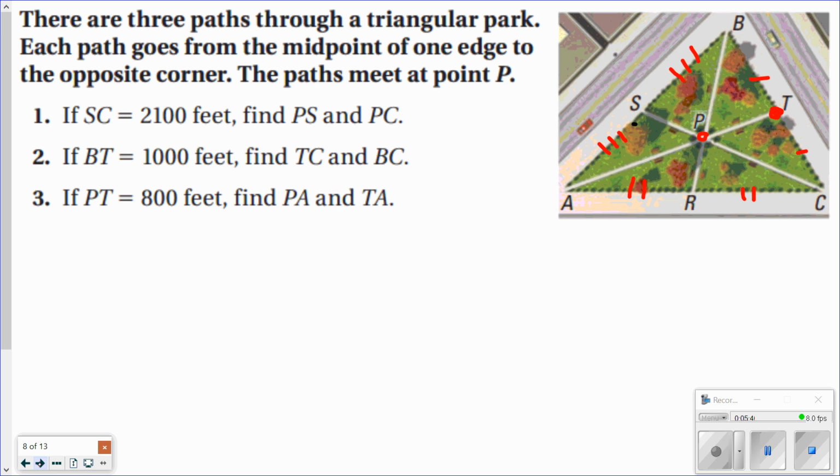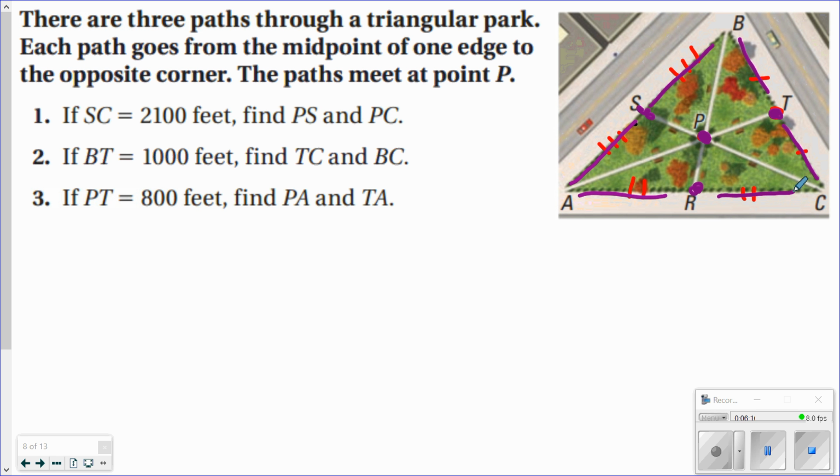There are 3 paths through the triangular park. Each path goes from the midpoint of one edge to the opposite corner. The paths meet at point P. Now, if you look at my diagram, I already started to mark what's congruent. If point P is my centroid and S, T, and R are midpoints, then this segment is congruent to this segment is congruent to this segment, and this segment is congruent to this segment. That's what those tick marks mean.